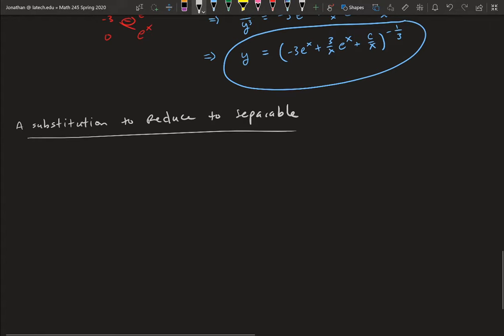So this is just a general type of substitution that you could make if it's got this particular form, and it'll make it a separable equation. It basically is going to work for a differential equation of the form dy/dx equals some arbitrary function f of ax plus by plus c.